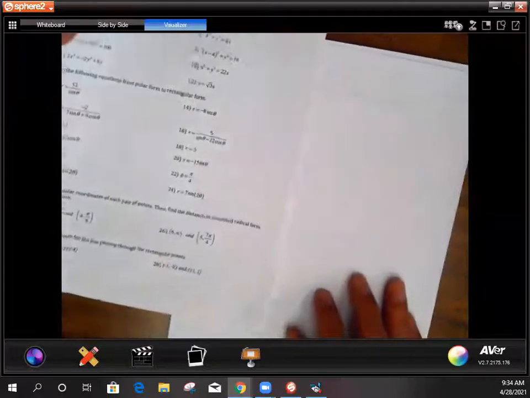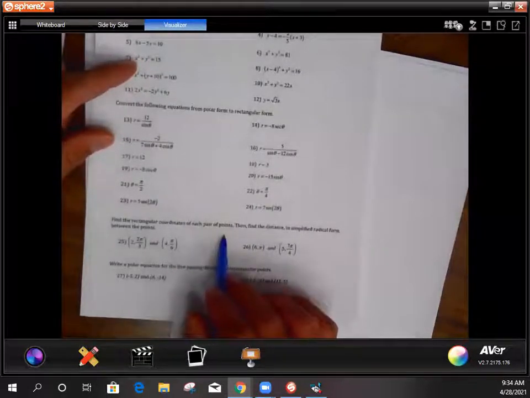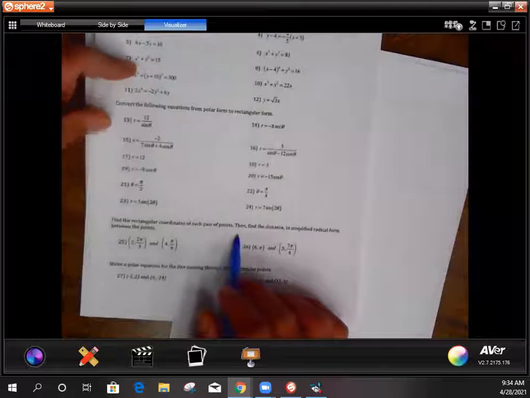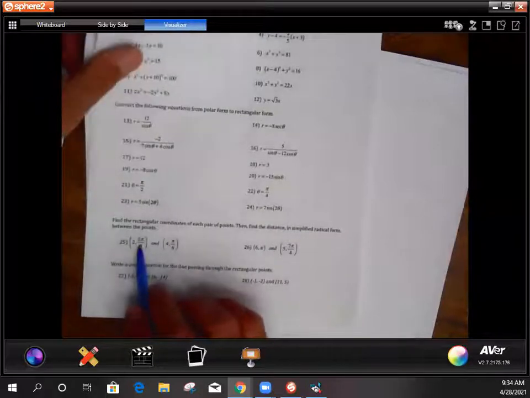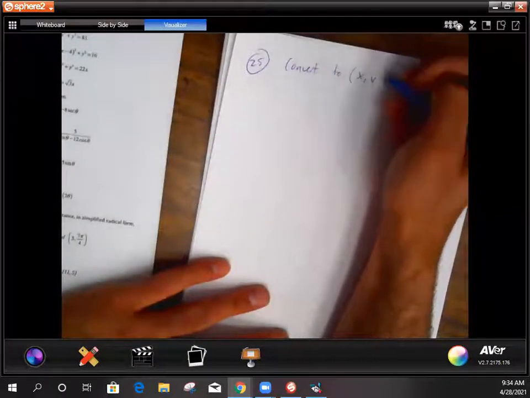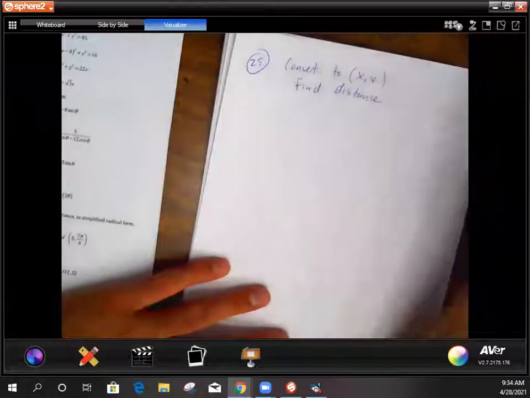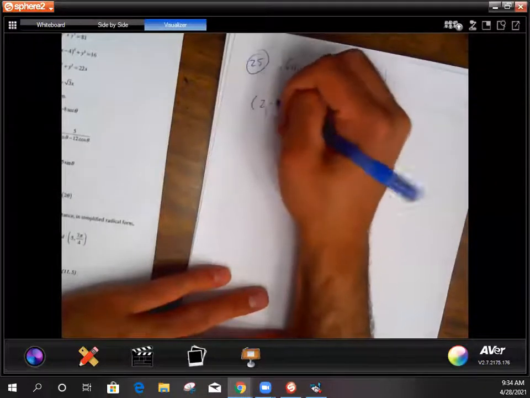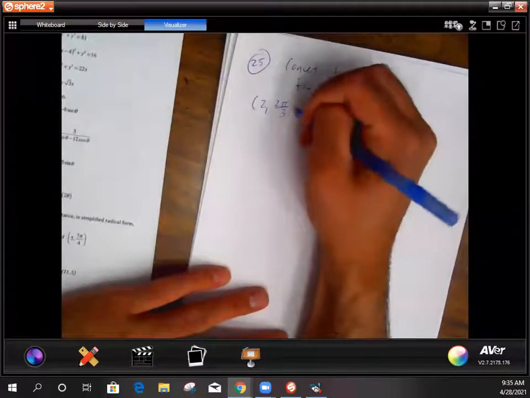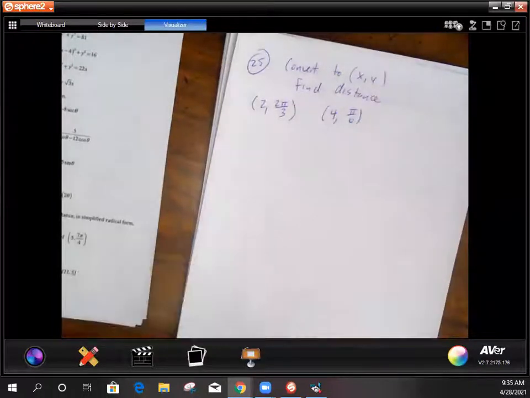All right, so 25 was: find the rectangular coordinates for each pair of points, then find the distance in simplified radical form between those 2 points. So we got to convert to xy and find the distance. We got the points (2, 2π/3) and (4, π/6).